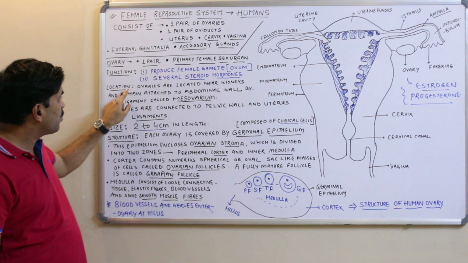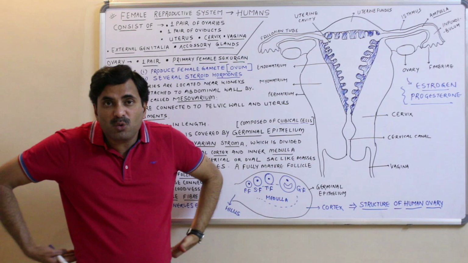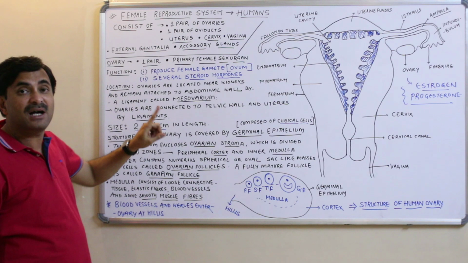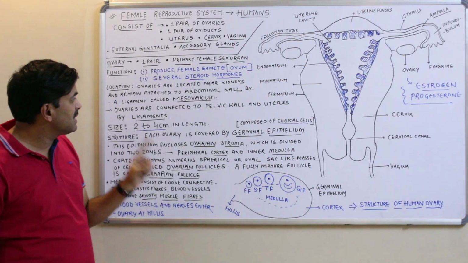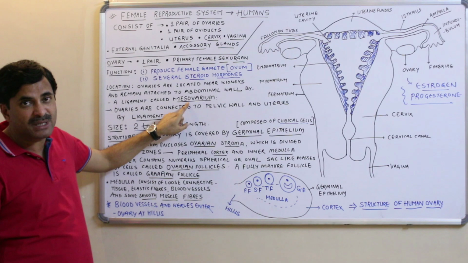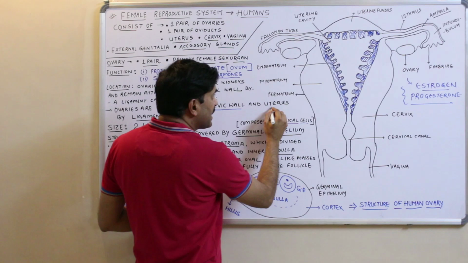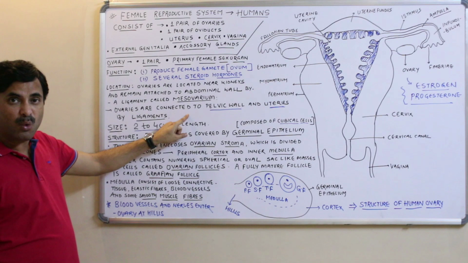Now, what is the location of the ovaries? Ovaries are located near the kidneys and remain attached to the abdominal wall with the help of a ligament called the mesovarium. So they are found in the lower abdominal part. Ovaries are connected to the pelvic wall as well as to the uterus with the help of ligaments.